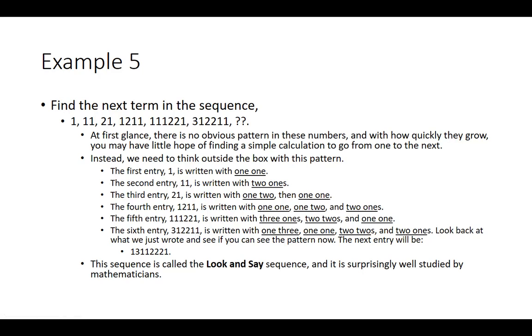Well, now we know how to find the question mark number. This sixth entry is written with 1, 3, 1, 1, 2 twos, and 2 ones. So the next number is going to be 1, 3, 1, 1, 2, 2, 2, 1. This sequence is called the look and say sequence, and it's surprisingly well studied by mathematicians.